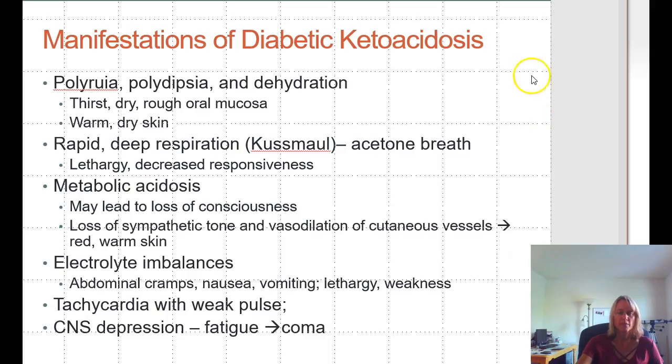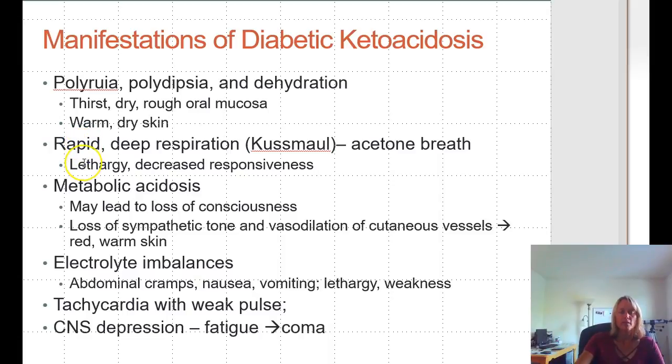Okay, so some of the manifestations of diabetic ketoacidosis. We get the polyuria, polydipsia, and dehydration. This is going to result in thirst and dry and rough oral mucous membranes, warm, dry skin. The skin is going to be warm due to vasodilation as a result of the acidosis. The acidosis is going to cause vasodilation.